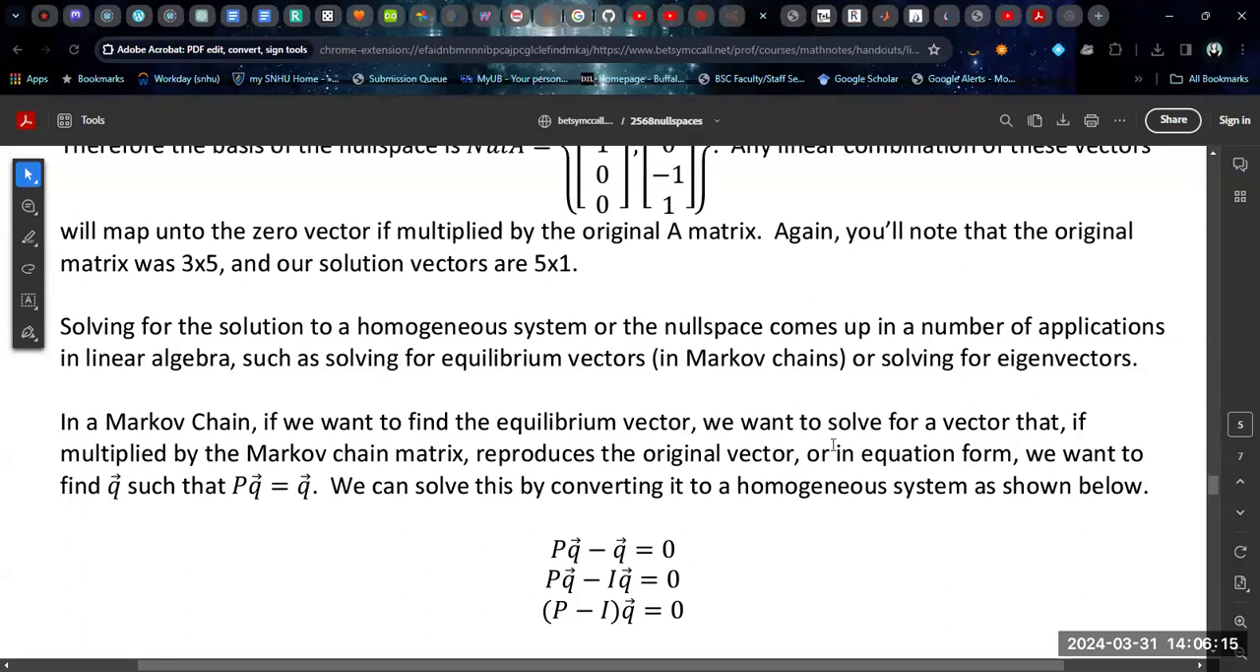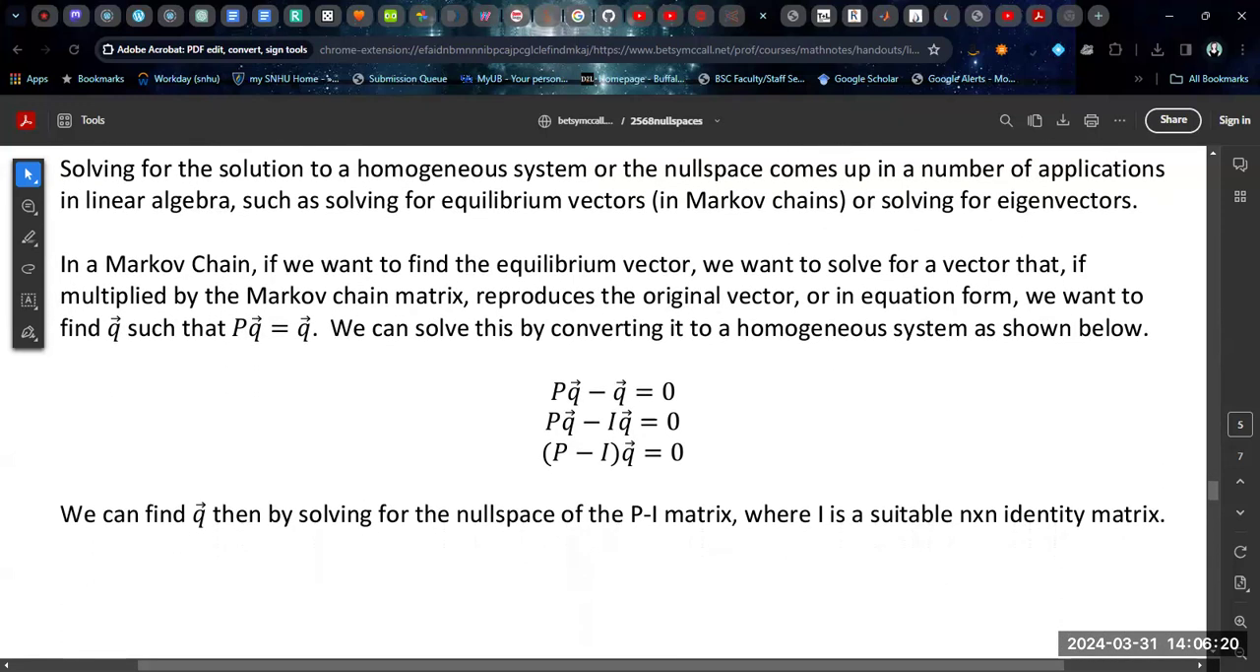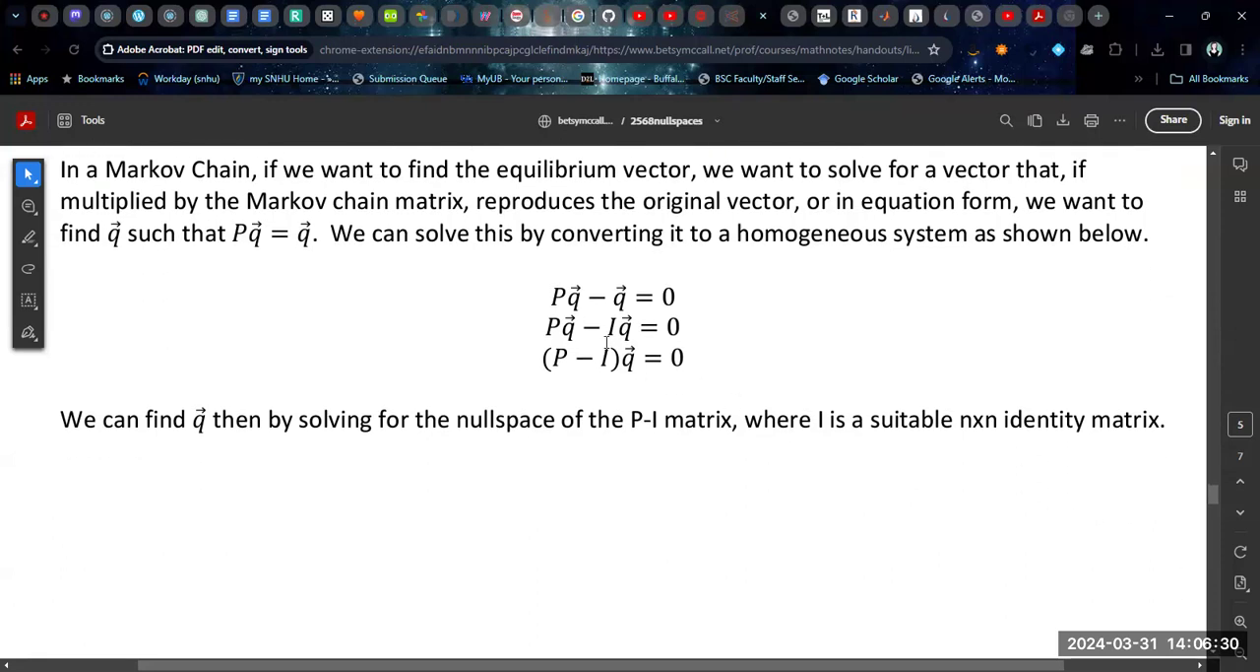Now, solving for the homogeneous system or the null space is useful in a number of applications in linear algebra. We've seen them in other videos for equilibrium vectors in Markov chains or solving for eigenvectors. So for example, in the Markov chain case, we're solving this equation, PQ equals Q. We move the Q over to the other side. We end up with a matrix times Q is equal to 0. The Q vectors are the solutions to the homogeneous system for P minus I.